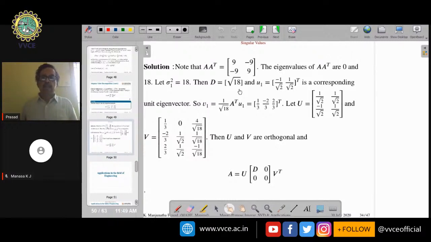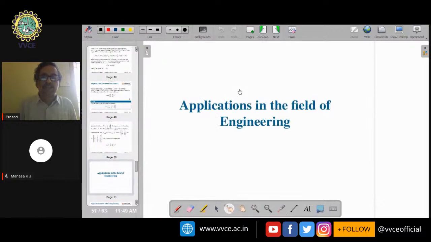Okay, this is all about singular value decomposition. Am I going very fast? Anyway, let us look into some applications in the field of engineering. I'll go through just 4 or 5 small examples, just to convince you that there are some applications. Maybe some of the engineers sitting among you may be better experts to discuss the applications of eigenvalues, singular value decomposition, and Moore Penrose inverse.